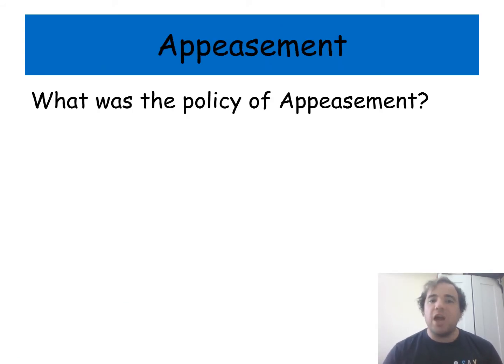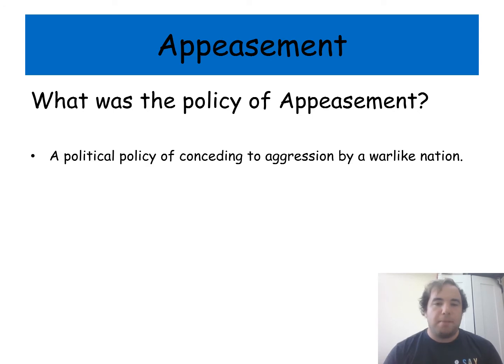So the first thing you need to write down or figure out is what the policy of appeasement was. Well, appeasement is a political policy of conceding to aggression by a warlike nation. Okay, you're going to want to write that out.